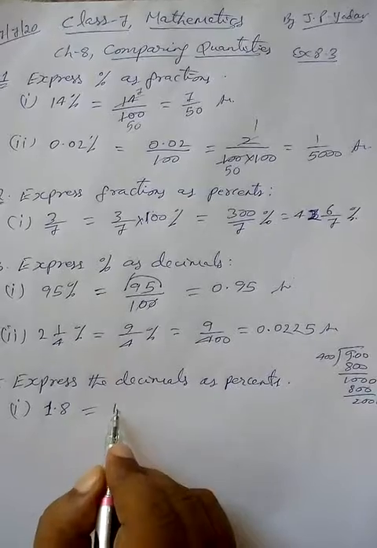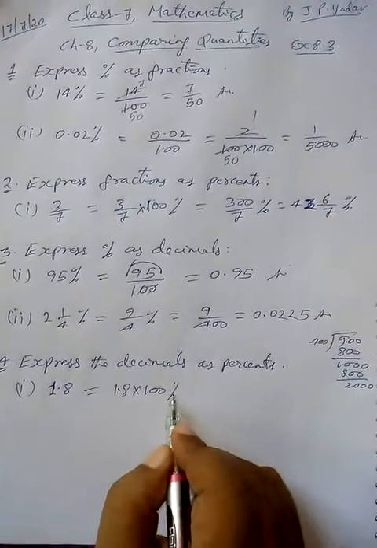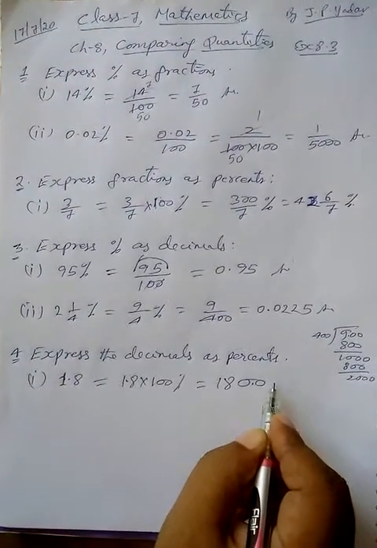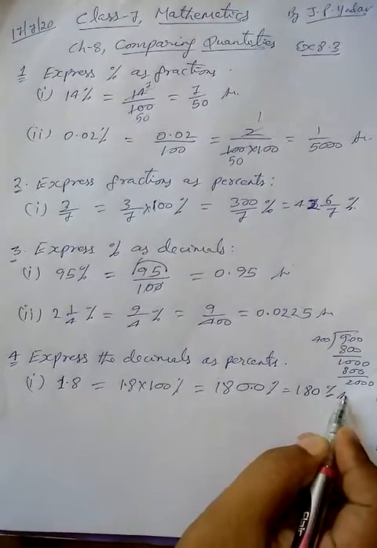So it's very simple. Just multiply it with 100. You will get the percent. That is 1800, and put the decimal after one digit. You will get 180%. This is the answer.